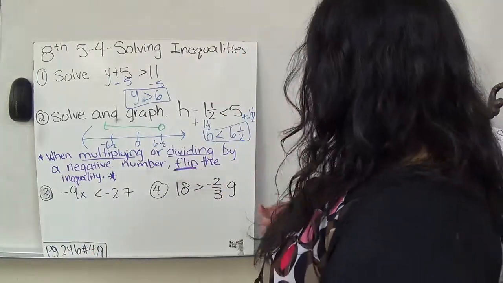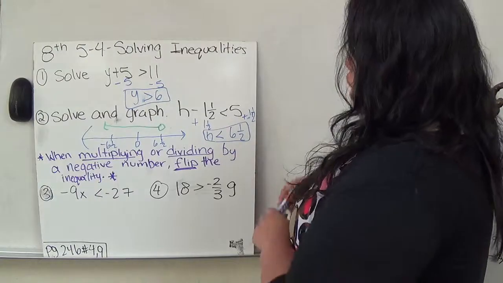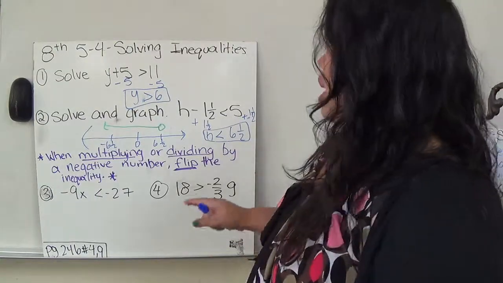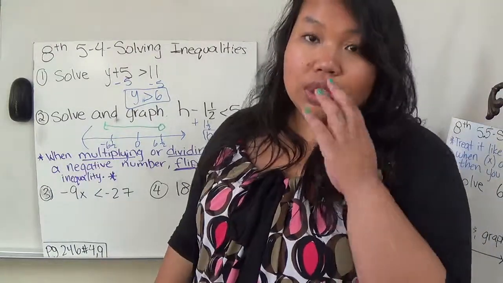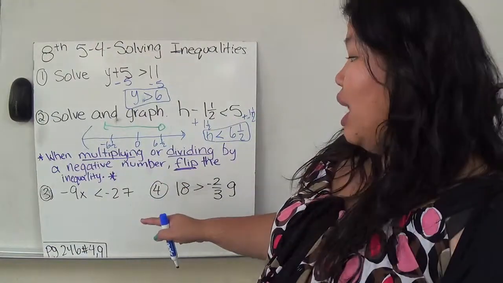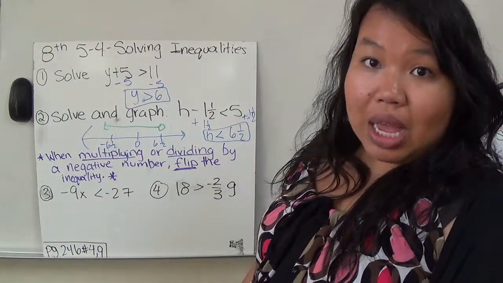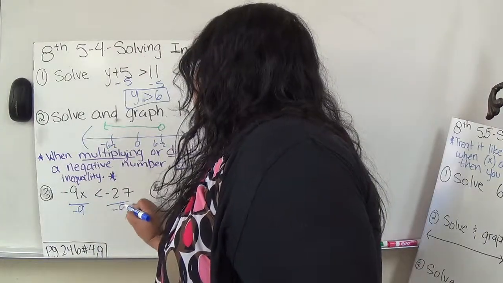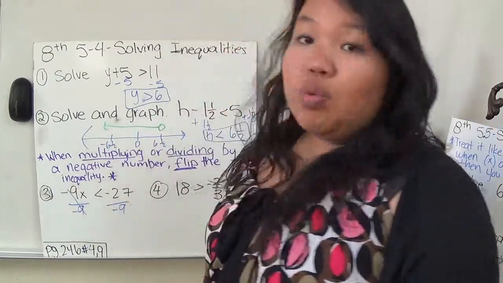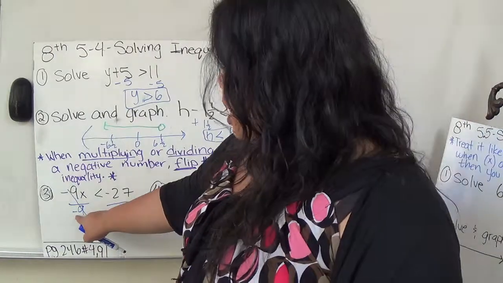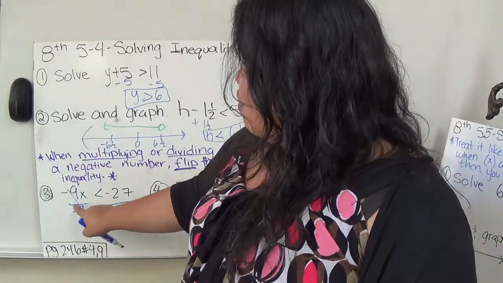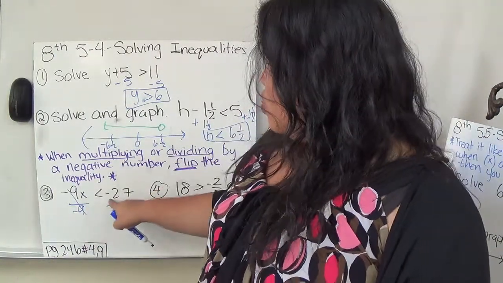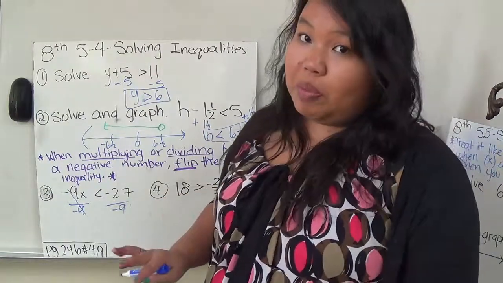So, for example, when I'm doing negative 9 times x is less than negative 27, I'm just going to use the same rule, right? I want to isolate x. And the opposite of multiplying by a negative 9 is dividing by a negative 9. So these cancel out. So it still works the same. The only thing is, if this 9 wasn't a negative and this was a negative 27, I wouldn't flip it.